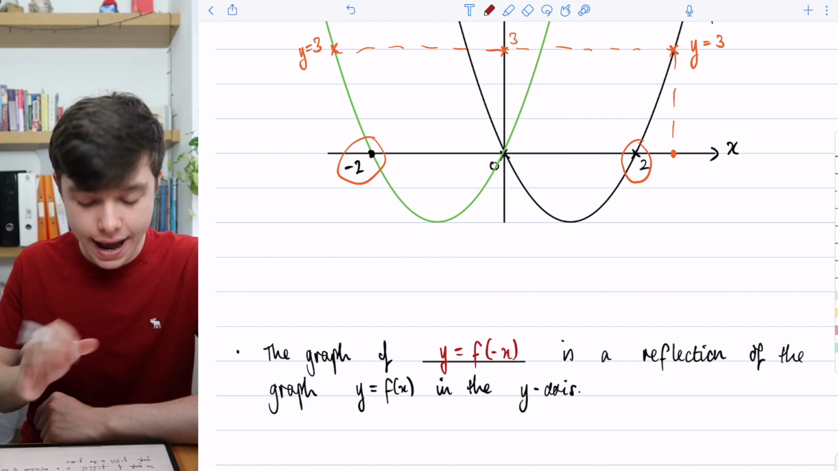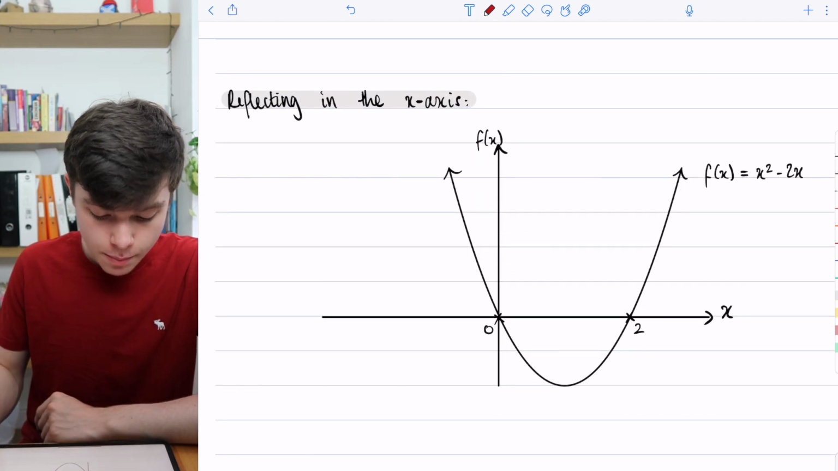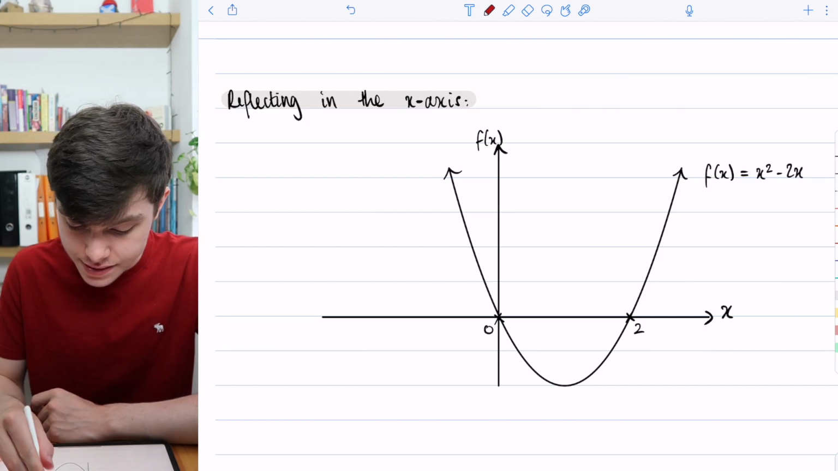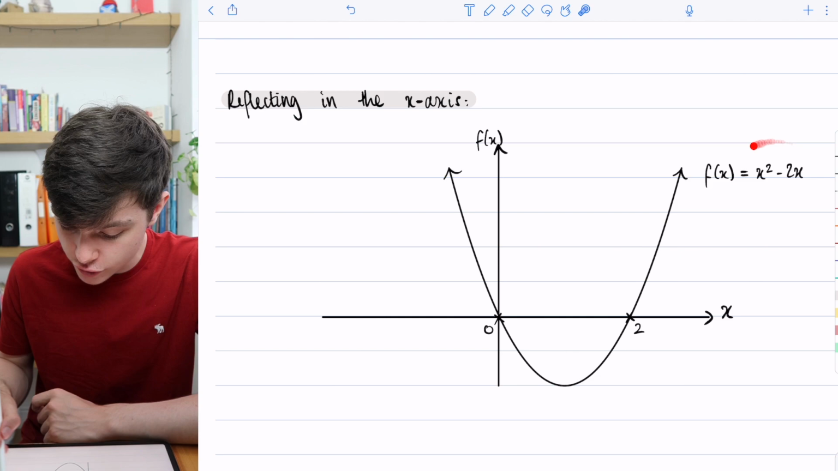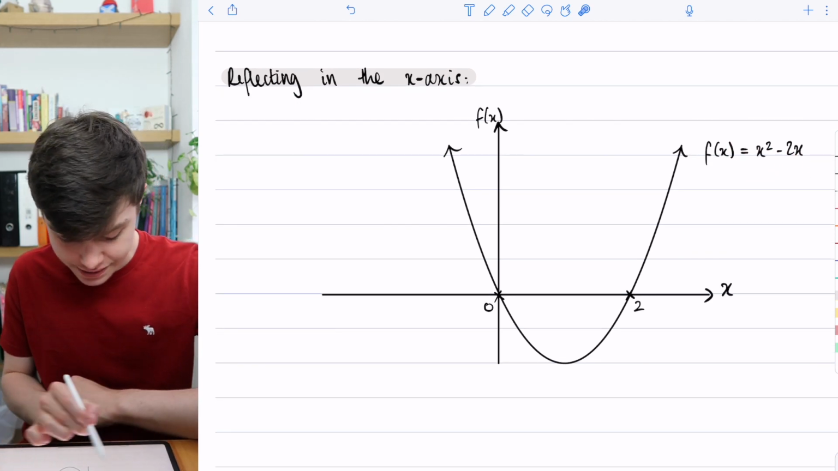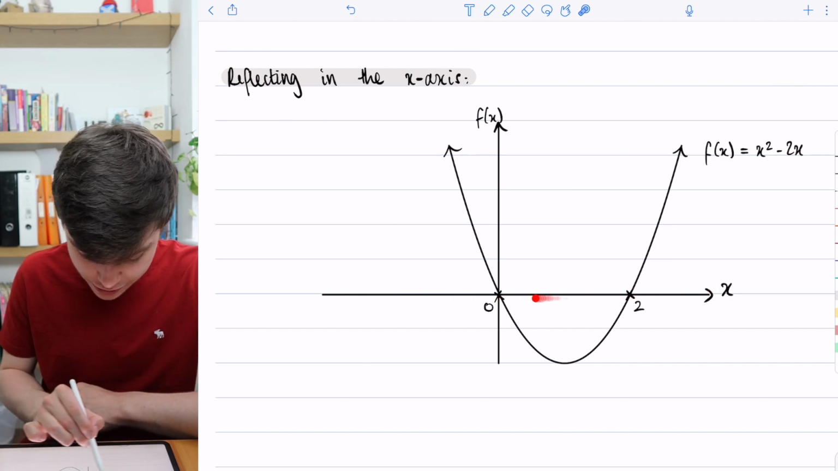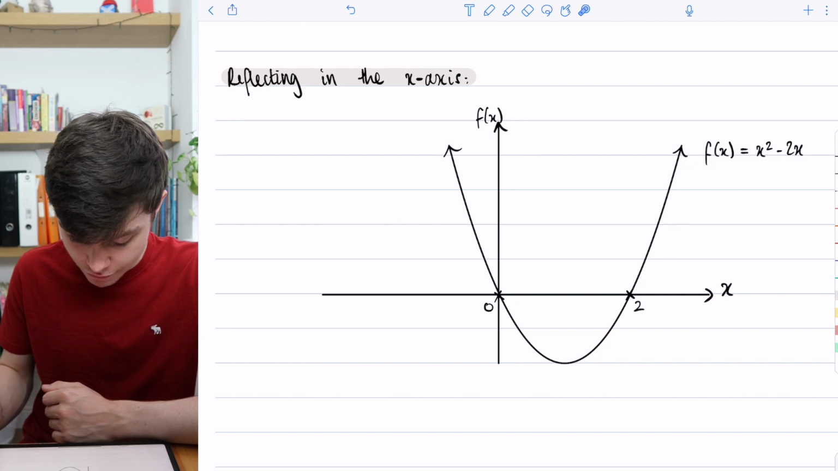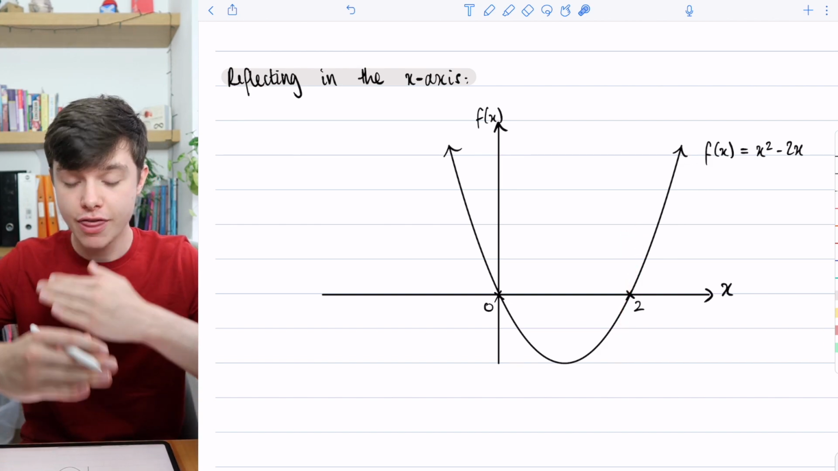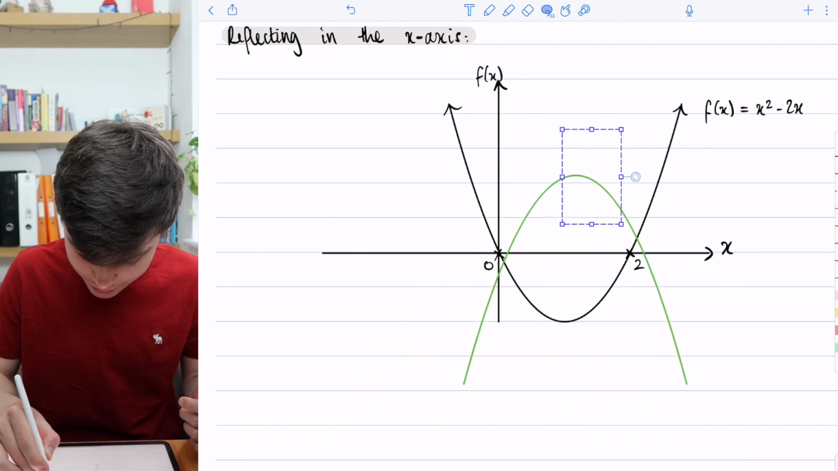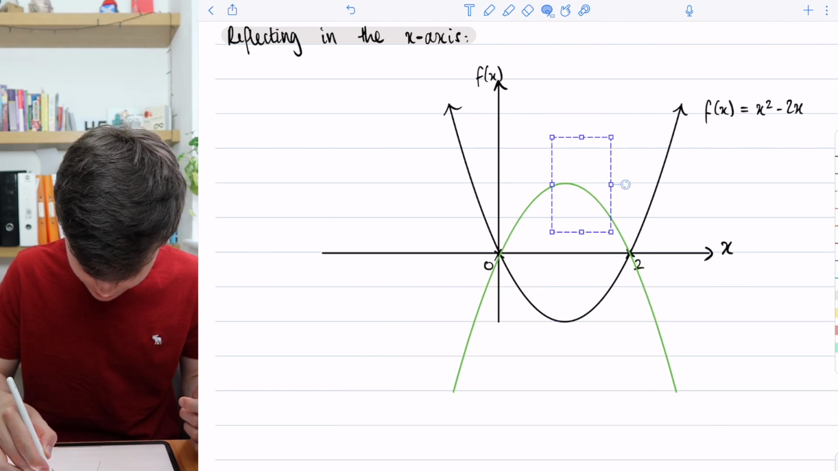We'll look at examples in a minute, but first of all, let's have a look at a reflection in the x-axis. So again, the same example function, x squared minus 2x, with a reflection in the x-axis. This time, it's this axis here. So we're treating that like the mirror, and we're going to do a reflection that way. It's going to look something like this.